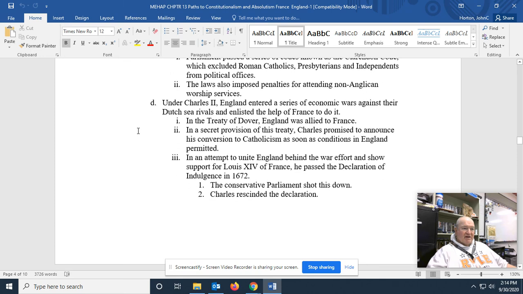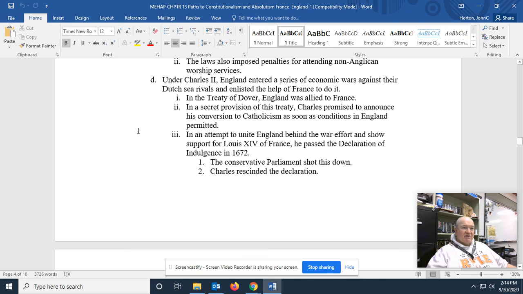Under Charles II, England entered into a series of economic wars against their Dutch sea rivals and enlisted the help of France to do it. In the Treaty of Dover, England became allied to France, their old enemy, who'll be their enemy again. In a secret provision of the treaty, Charles promised to announce his conversion to Roman Catholicism as soon as conditions in England permitted, which it never did.